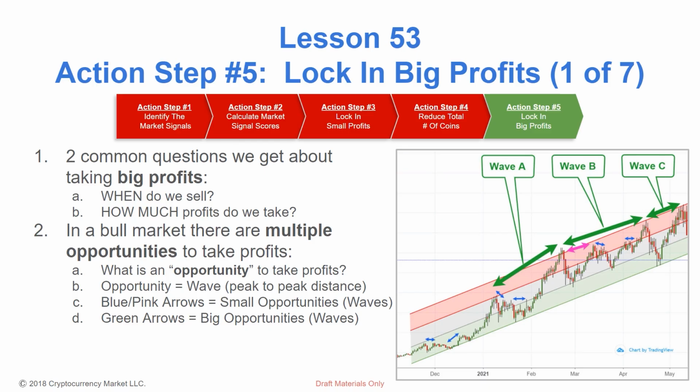An opportunity to take profits is the wave or the peak to peak distance. For example, the blue and pink arrows equal small opportunities or small waves in the market, and the green arrows equal the big opportunities or the big waves. Then the big opportunity means big opportunities to take profits.